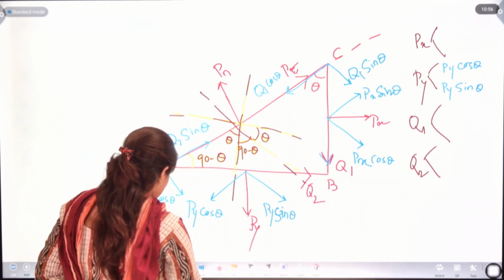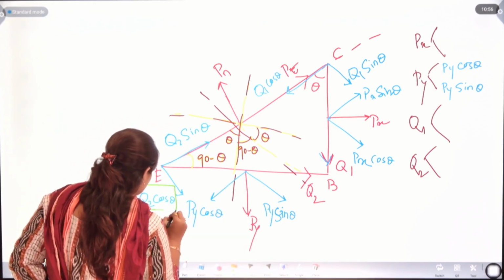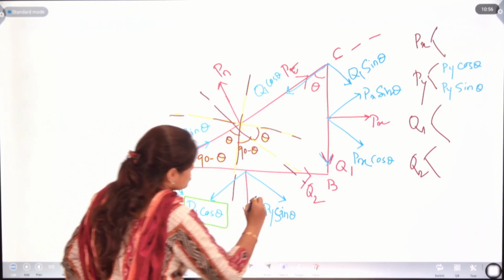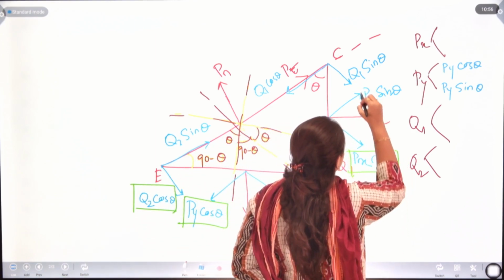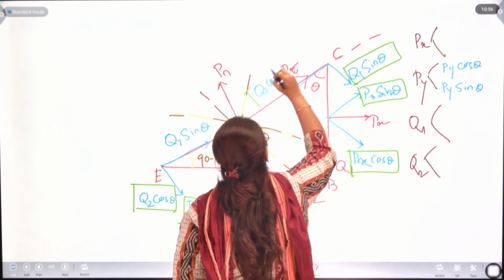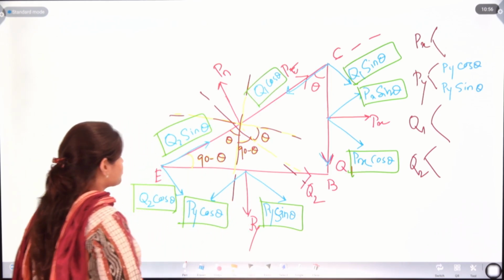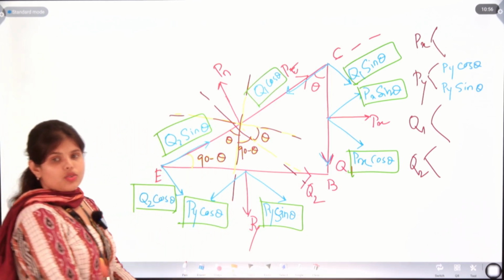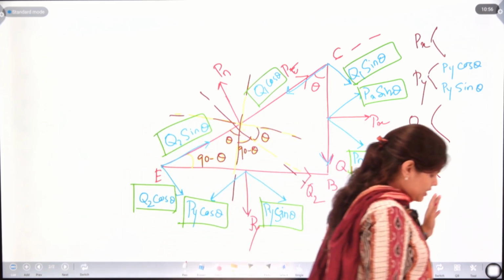Similarly, due to Q1, here we will have Q1 cos theta and here Q1 sin theta. Let's put these in boxes so that we will never be confused. So, we have the components here.